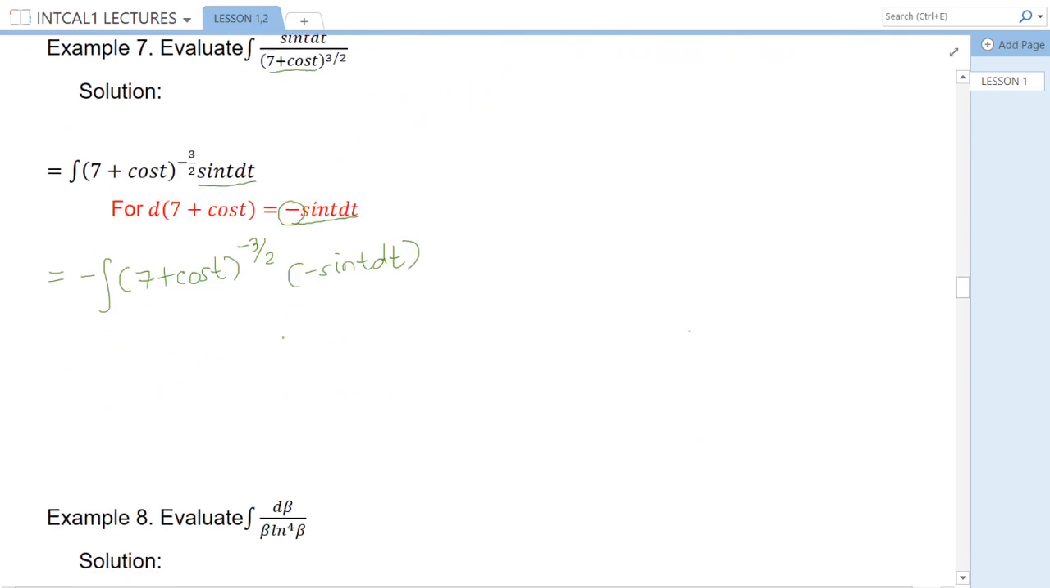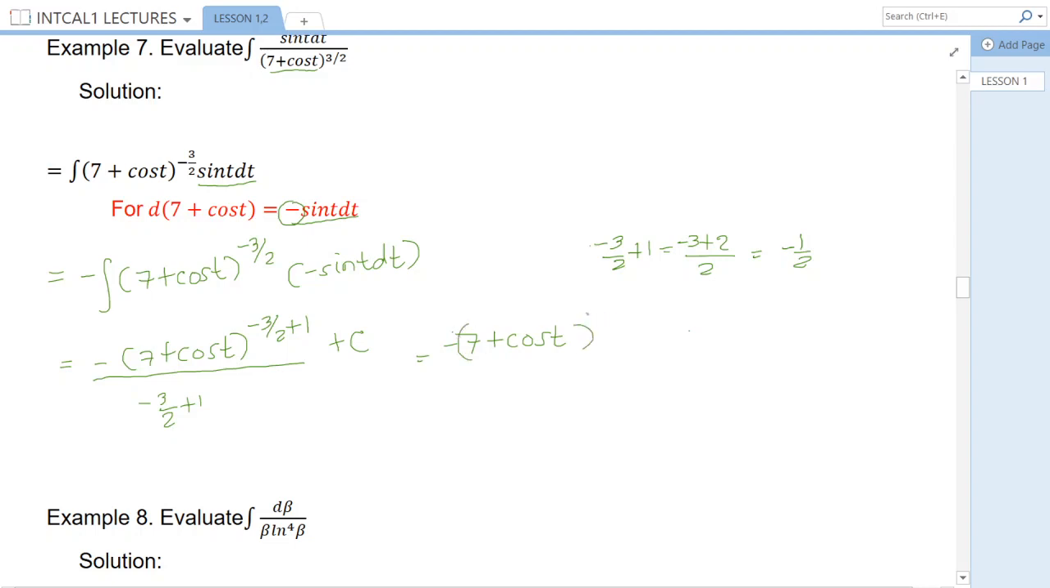So let us get the power for that. That is the power rule already. The integral of that is equal to negative, 7 plus cosine t raised to negative 3 halves plus 1, plus c, all over negative 3 halves plus 1. Don't forget that. Negative 3 halves plus 2 over 2 is negative 1 half. So that is negative 7 plus cosine t raised to negative 1 half over negative 1 half plus c.